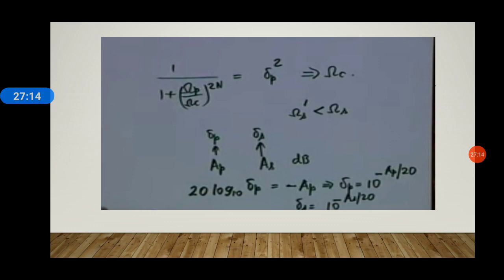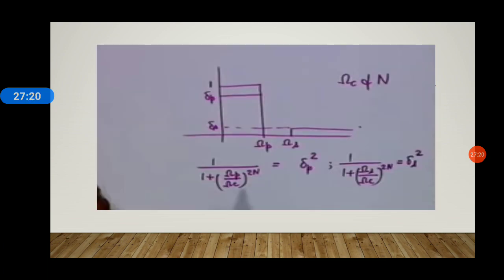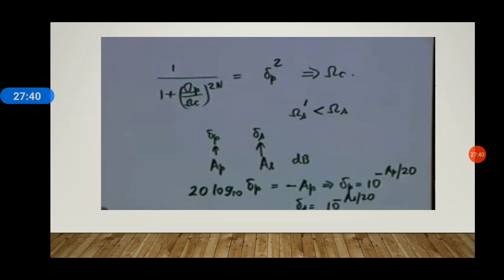Now, the next term we need to know is omega c. From here we can see both the equations, which satisfy the pass band and the stop band, will give us our omega c. But we will choose the equation which satisfies the pass band. As discussed previously, pass band is the sacred band. So from this equation we can find out omega c.